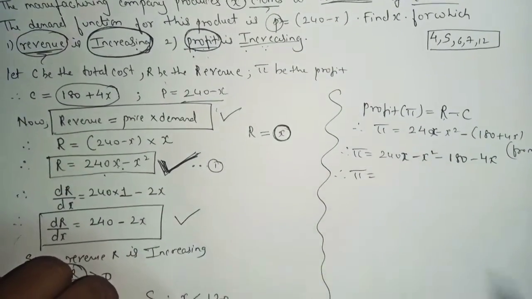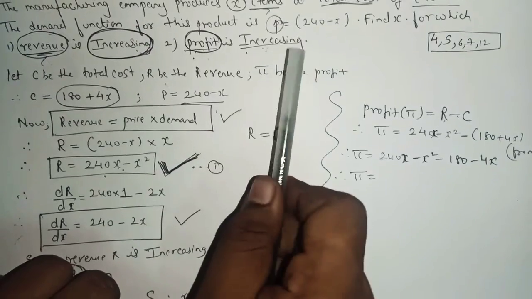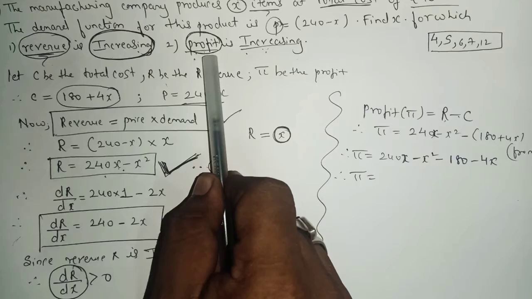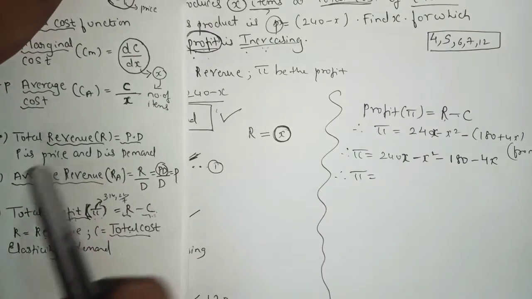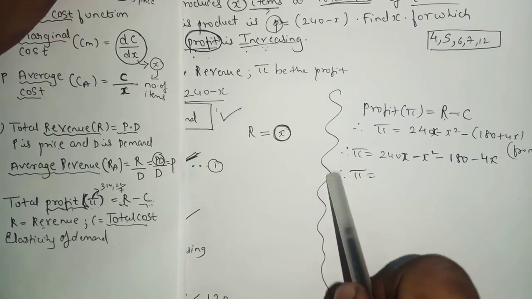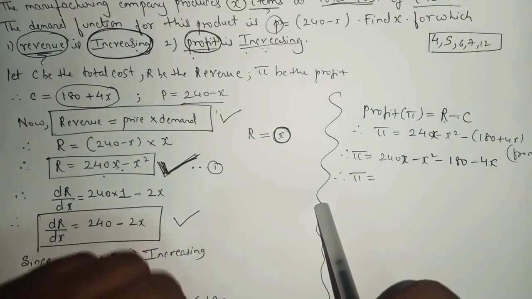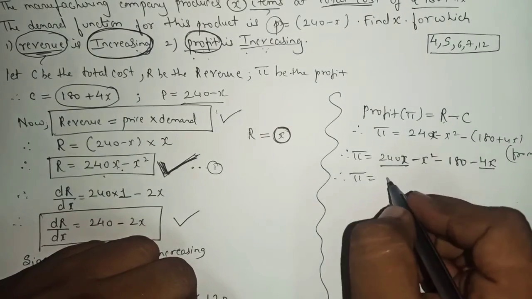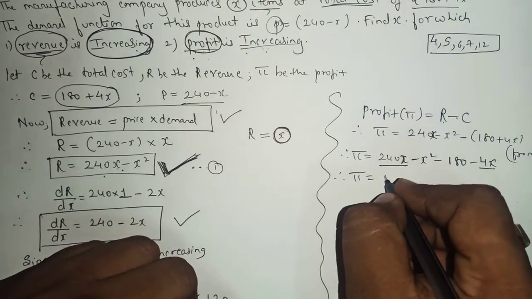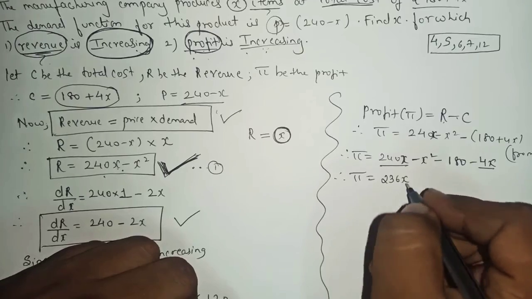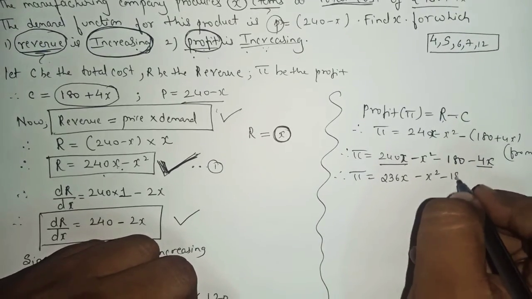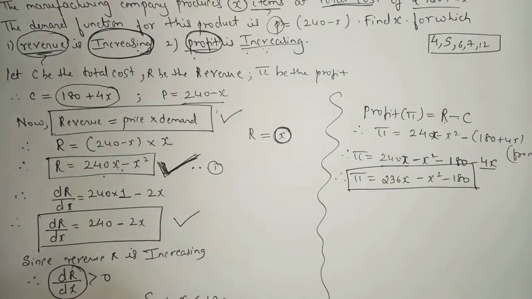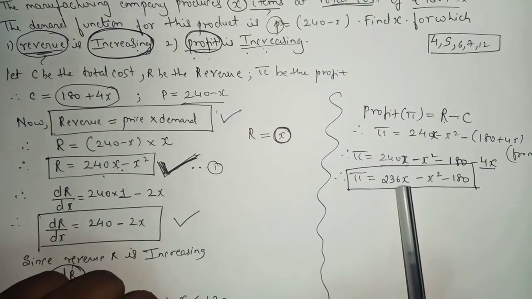After this, got the point? If it says that profit is increasing, that means you have to find the derivative of profit. But before that, for this exercise we have the formula for profit. So first we'll apply the formula for profit to find the exact profit. So you will get 236x minus x square minus 180, yes or no? So this is the exact profit. Okay, so here we got the exact profit.